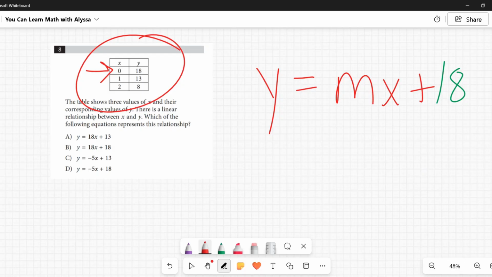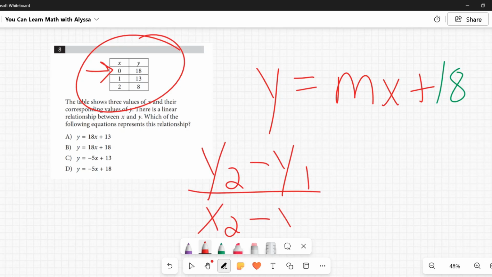Next is the slope. Slope is often defined as change in y over change in x. Or you might see it in your math book as y2 minus y1 over x2 minus x1. All this is telling you to do, even though it looks very fancy, is to take 2 points and plug them in. Each of these up here is a point: x, y, x, y, x, y. I can pick any 2 of these that I want.